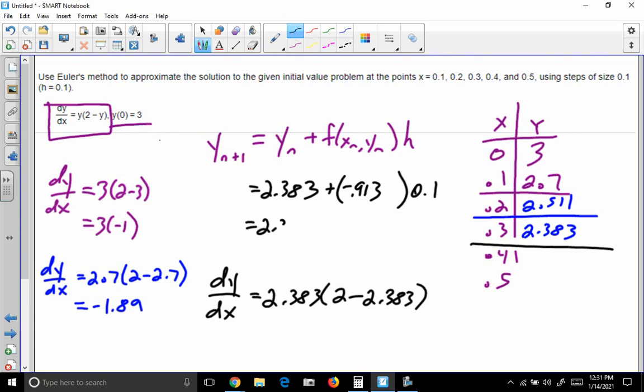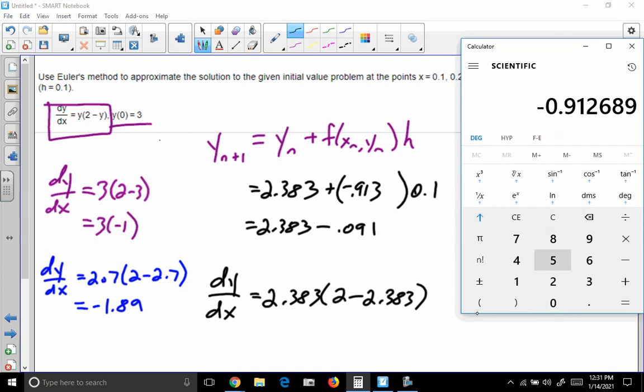So we end up with 2.383 minus 0.09. Let's just call that 0.091. I'm going to double check, make sure I typed that correctly. And yes. So 0.091. So we have 2.383 minus 0.091, which is 2.292.